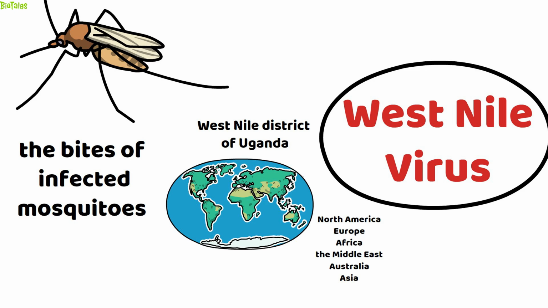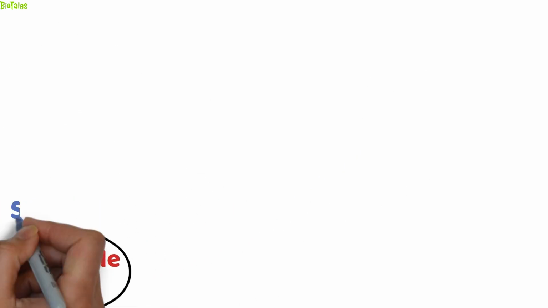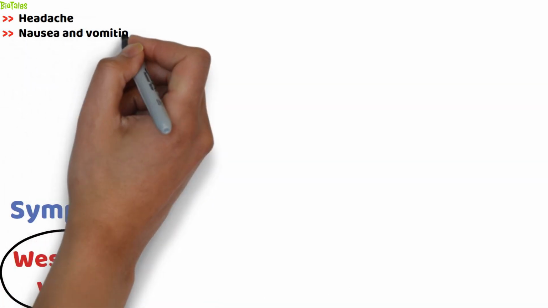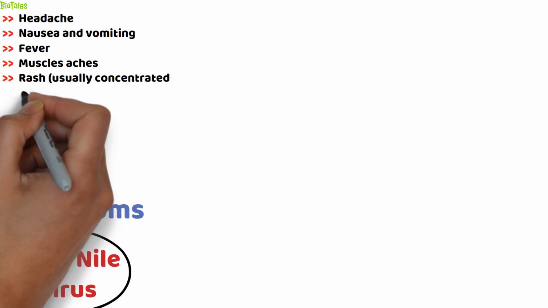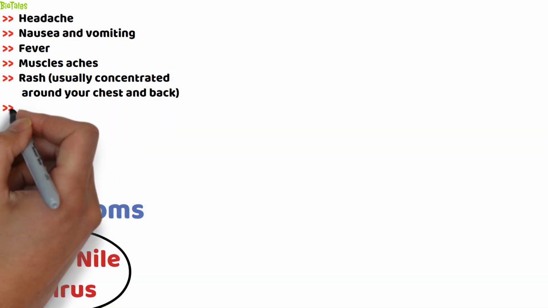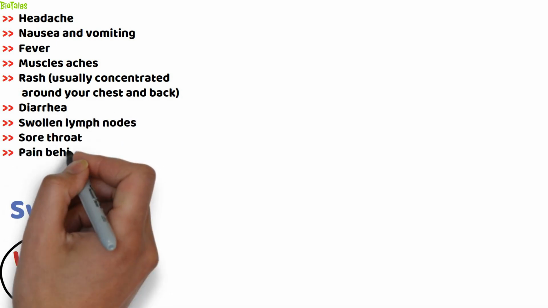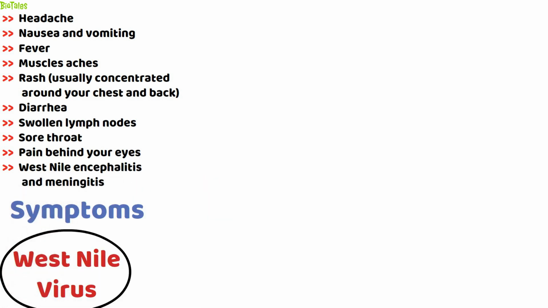The majority of those infected with West Nile virus will not experience any symptoms. Approximately 1 in 5 people will develop West Nile fever. The symptoms of West Nile virus fever include headache, nausea, vomiting, fever, muscle aches, rash usually concentrated around your chest and back, diarrhea, swollen lymph nodes, sore throat, pain behind your eyes, West Nile encephalitis, and meningitis.